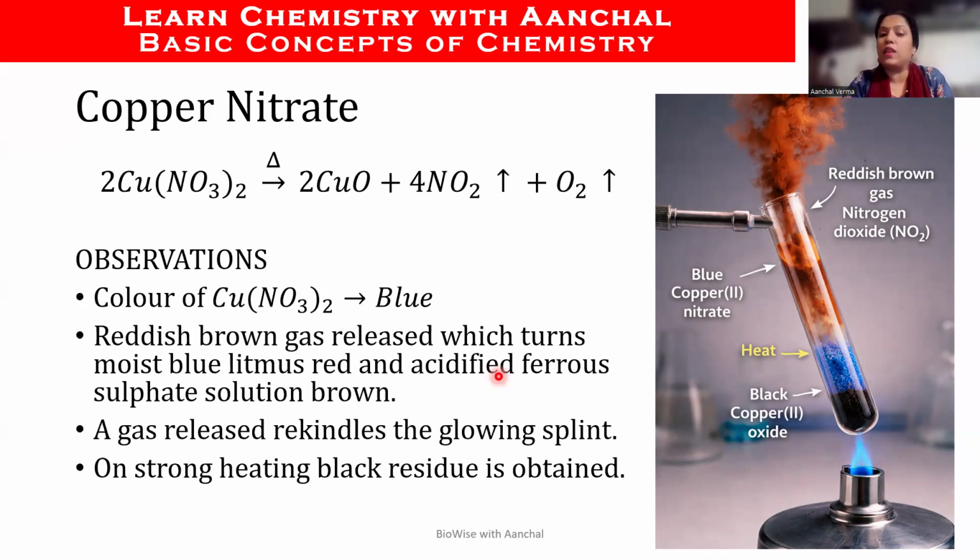Reddish brown gas is released, which turns moist blue litmus red, showing it's an acidic gas, and turns acidified ferrous sulfate solution brown. You have to tell me the color of ferrous sulfate, okay? And the gas released here rekindles the glowing splint. On heating, black residue is obtained.